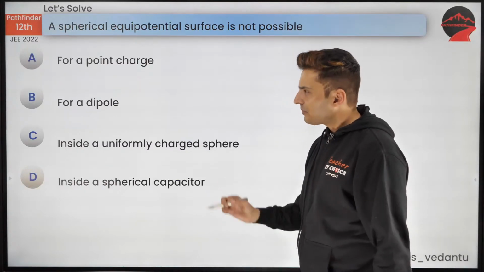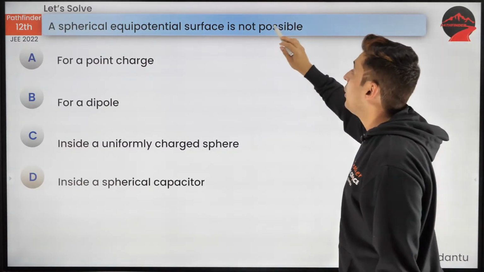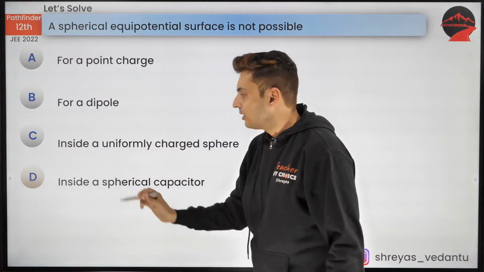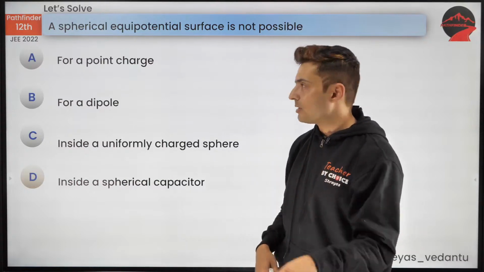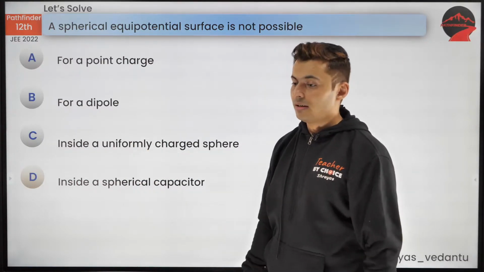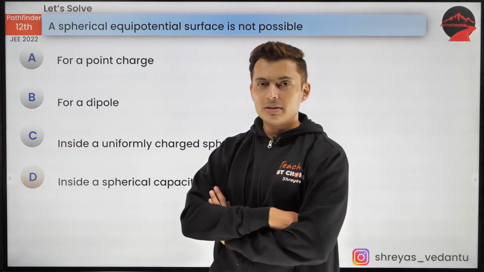Beautiful, guys. Next, a spherical equipotential surface is not possible for which of the following diagrams, for which following situation? Think about it. This is Gauss's law.